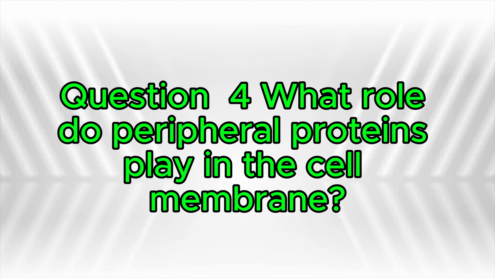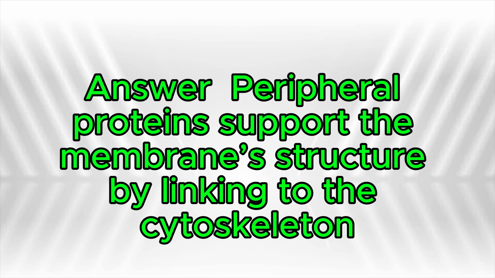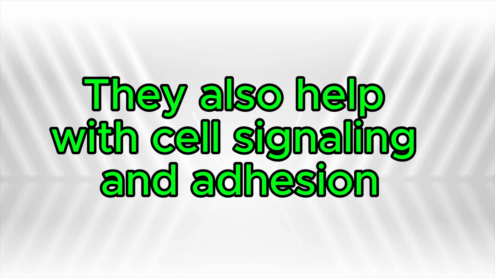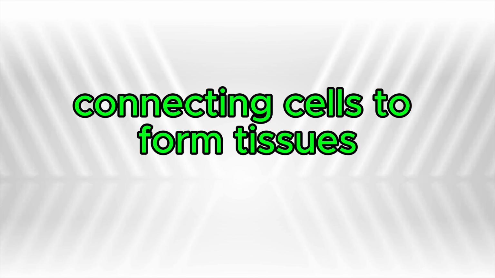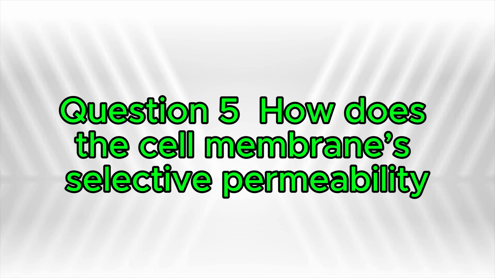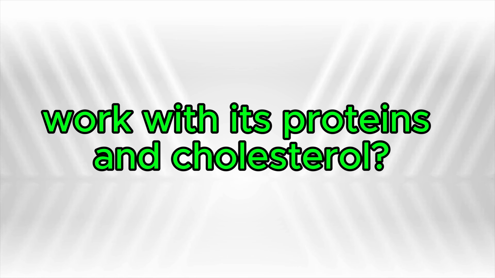Question 4. What role do peripheral proteins play in the cell membrane? Answer. Peripheral proteins support the membrane's structure by linking to the cytoskeleton. They also help with cell signaling and adhesion, connecting cells to form tissues. Question 5. How does the cell membrane's selective permeability work with its proteins and cholesterol?